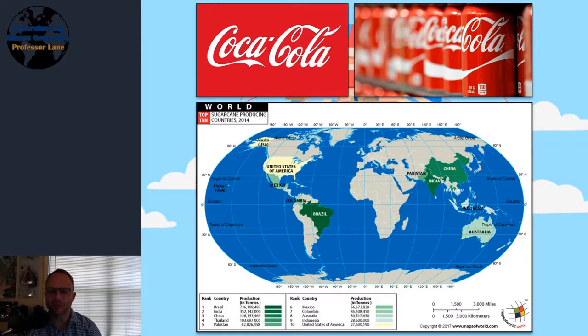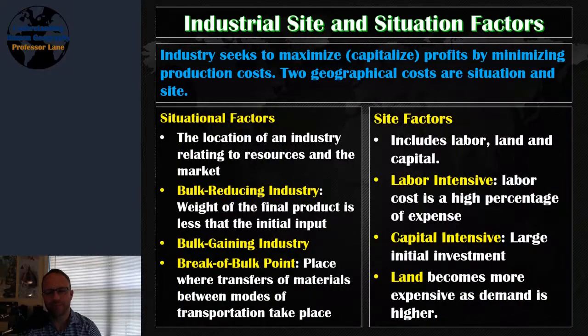Now, the canning industry is a prime example of a bulk gaining industry. For example, Coca-Cola uses water, sugar, corn syrup, and various other flavorings to create its product, each of which is either readily available near the United States or easily transported from overseas. The final product is canned or bottled, therefore it weighs more to transport. For this reason, Coca-Cola is produced in and around Atlanta.